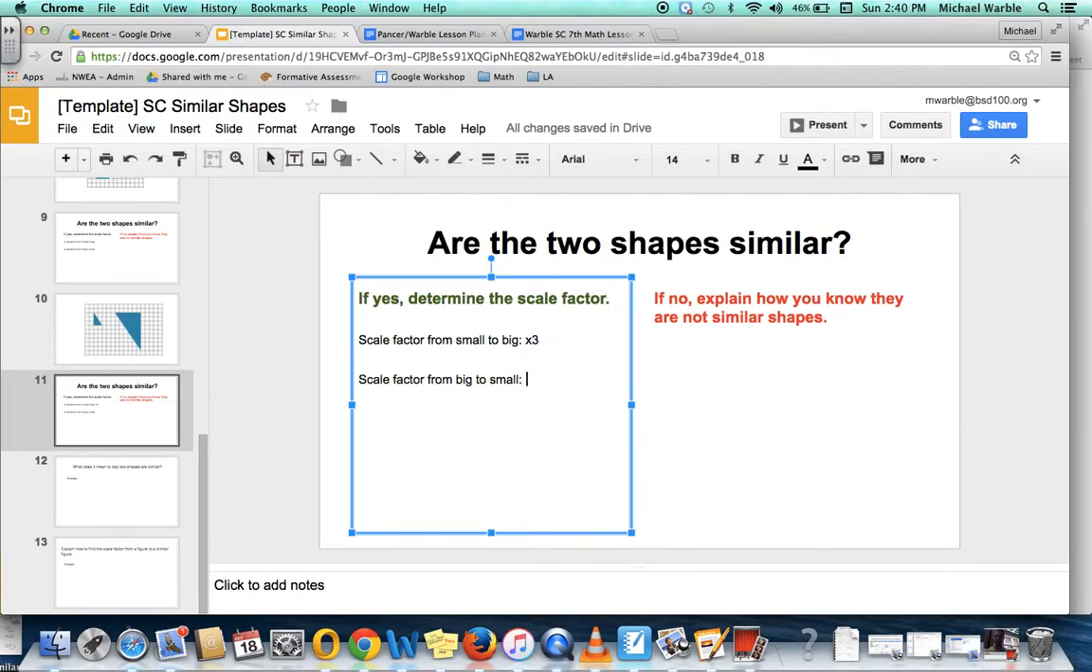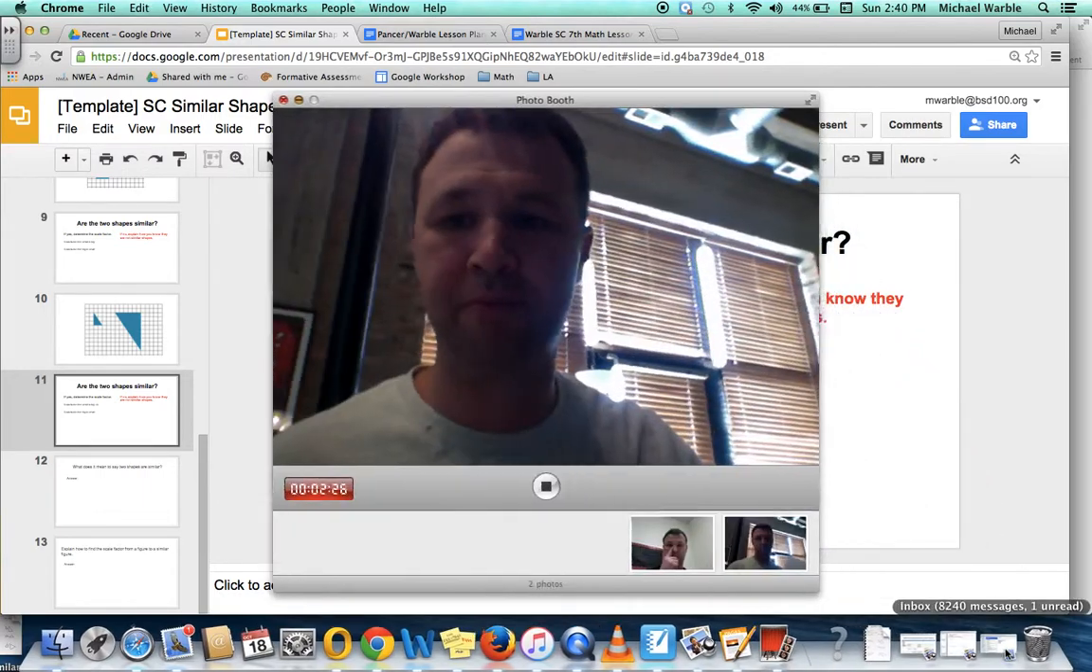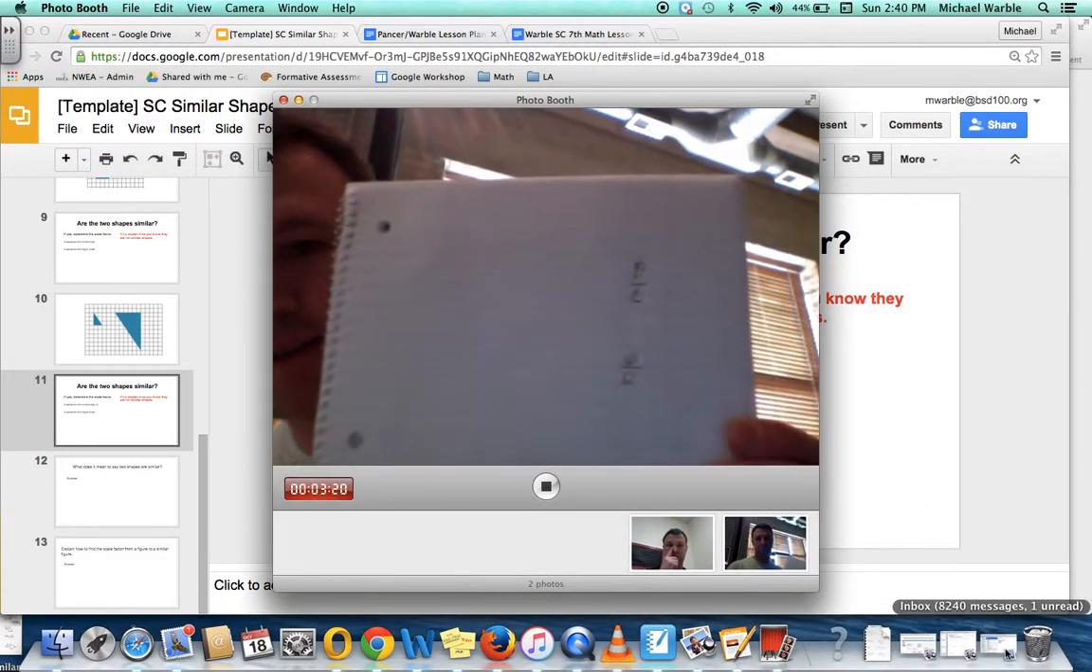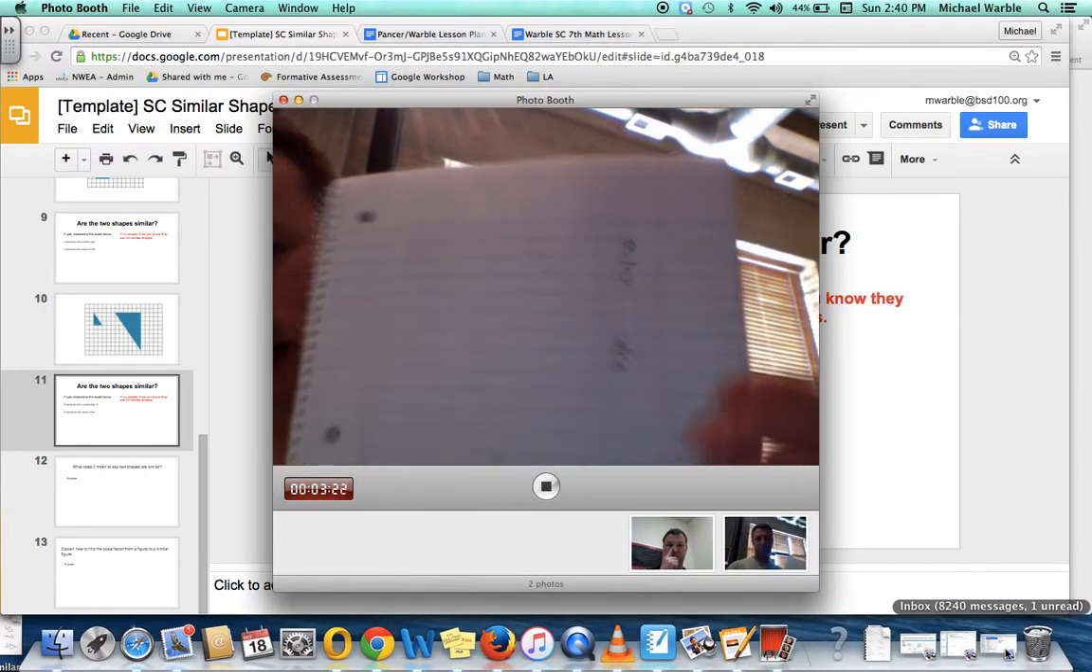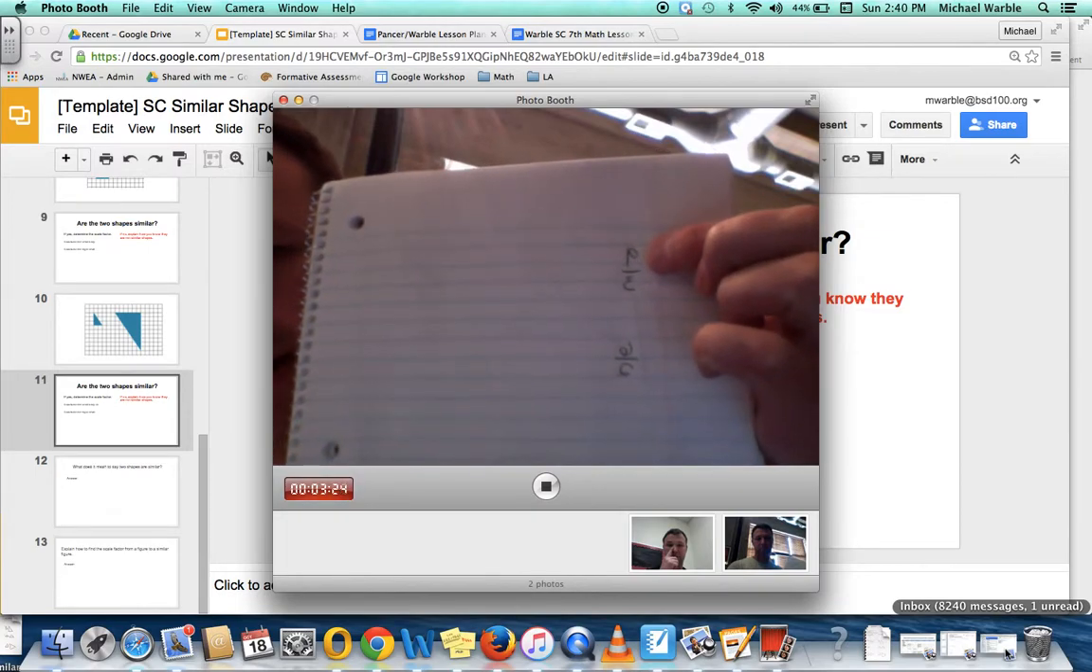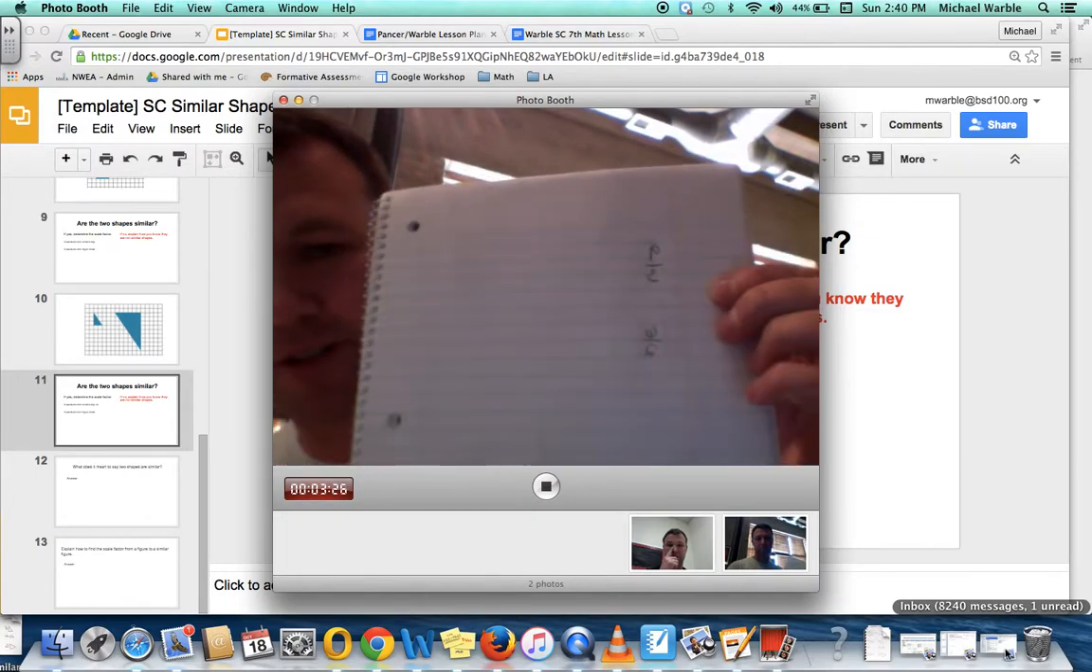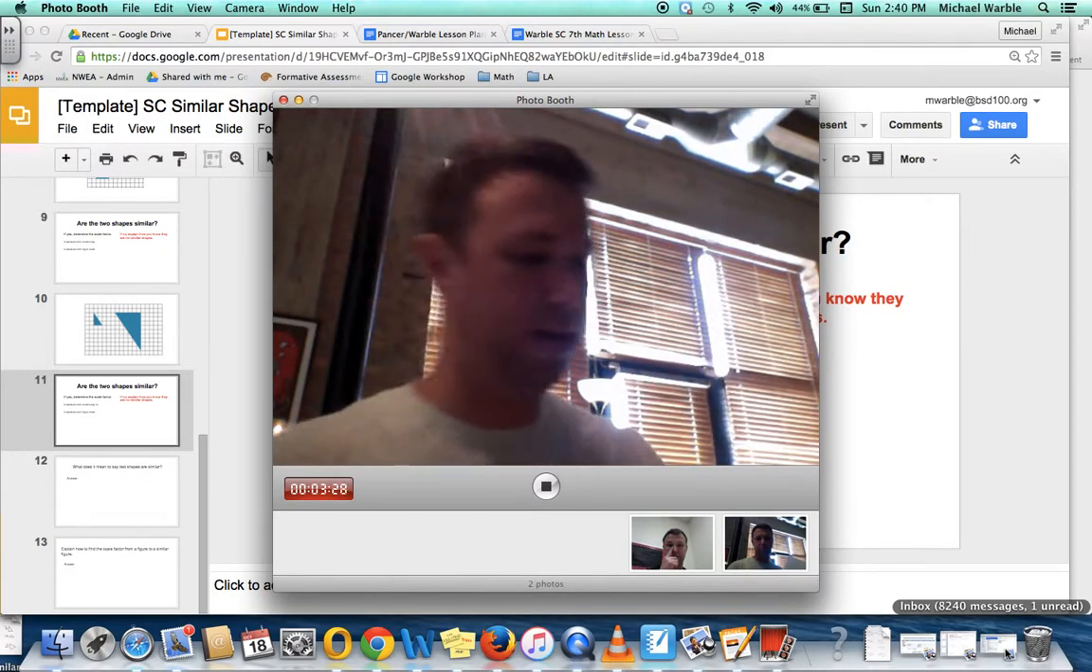When I make a division problem, I want to show it like a fraction. So I'm going to show the division of both of my sides in the notebook here, just like I would a fraction. So instead of saying 9 divided by 3, I'm going to go 9 over 3. That tells me that my answer is going to be 3 for both of them.